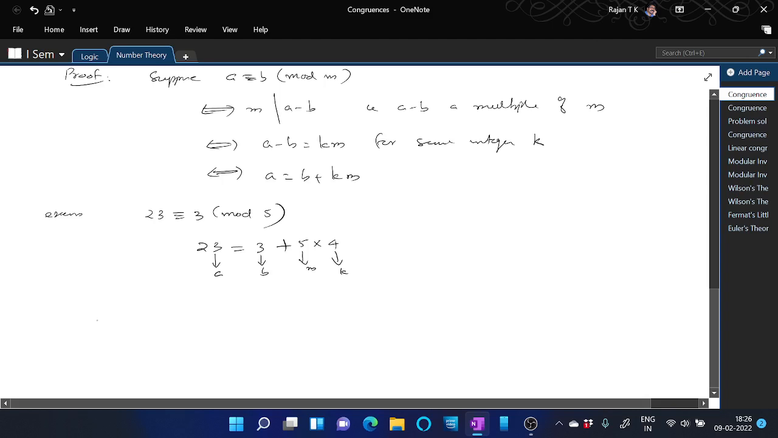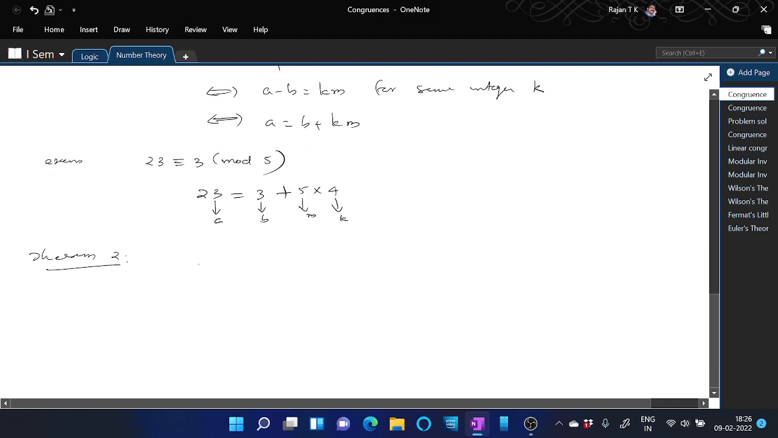Now, this congruence relation satisfies certain properties. So that is the next result, theorem 2. A congruence relation satisfies the three properties: reflexivity, symmetric property, and transitivity. That is, we can write like this: A is congruent to A mod m for any integer A. This property we call the reflexive property.